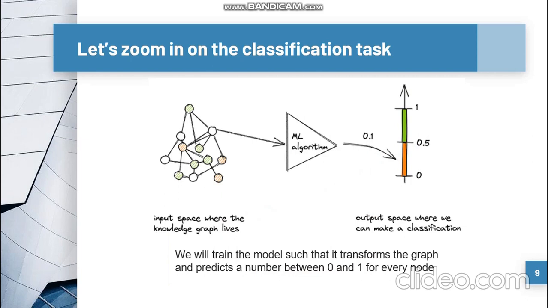So first, let's zoom in on the classification task. First, the input space where the knowledge graph lives, and then when any machine learning technique is applied on the graph, it will give us an output space where we can make a classification. So we will train the model such that it transforms the graph and predicts a number between 0 and 1 for every node. If it predicts a number between 0 and 0.5, it means that it belongs to category 1, and if it results in 0.5 to 1, that means that the input value or entity belongs to category 2.